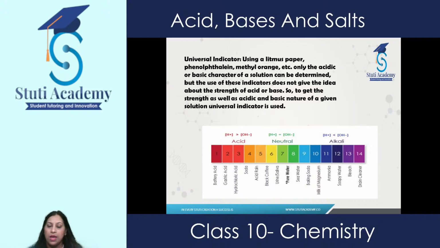So here are a few examples of certain materials which we use on a daily basis and their pH values. If we are talking about battery acid, its pH is 1. It means it is very acidic in nature. Gastric acid, 2. Hydrochloric acid, 3. Soda, 4. It also contains acid, carbonic acid. Acid rain, 5. Then black coffee, 6. Then saliva, it's 7. Pure water is 7.